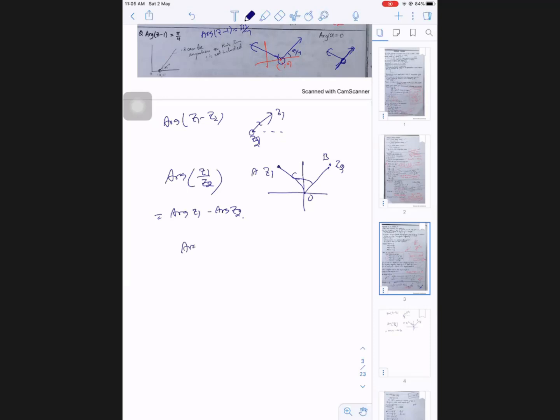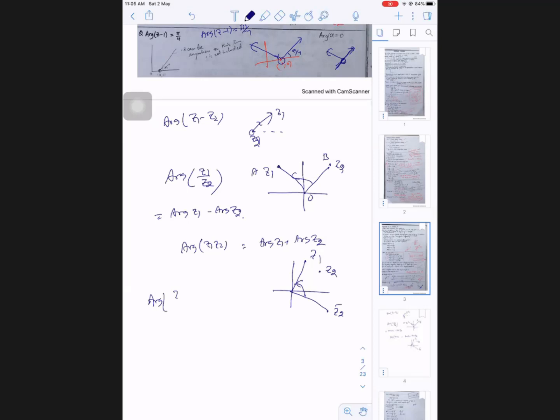In the same way, argument of z1 into z2 means the sum of both of them: argument of z1 plus argument of z2. This we can take. Or this is exactly the same geometrically. If this is z2 here, just take z2 bar, and here z1 is there. Then the angle from z2 bar to this total result is equal to argument of z1 plus argument of z2.